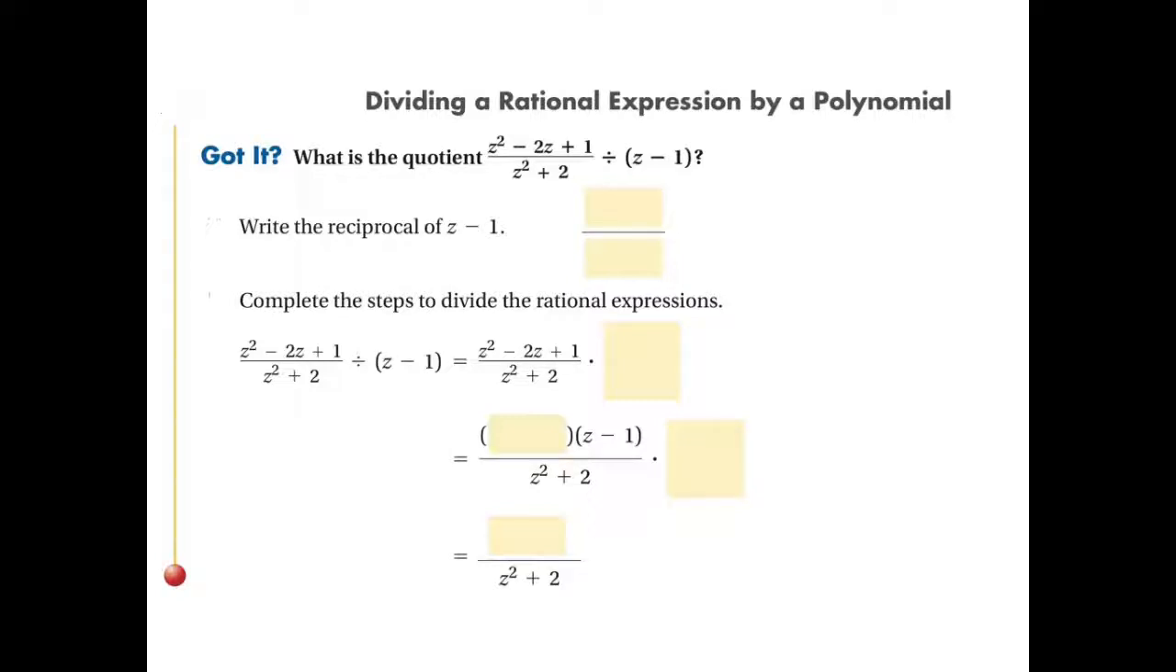So let's try this. This is a rational expression that is being divided by a polynomial. So first we need to write the reciprocal of the polynomial. Don't make this tough. It's simply 1 over z minus 1. So instead of dividing by z minus 1, we're going to multiply by 1 over z minus 1. As you can see here, I have factored out the polynomial that I have highlighted in green. I'm looking at what I can cancel out. I can cancel out whole terms. And I'm left with z minus 1 over z squared plus 2.